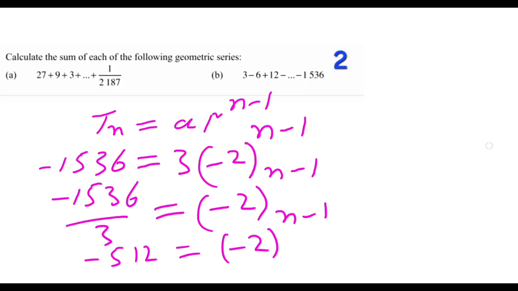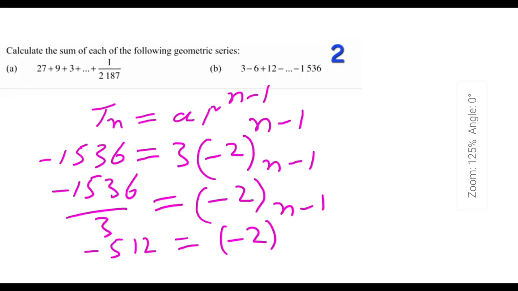Now there are two ways to solve this question. From here you can apply the exponent rule, or you can use the log rule. Let me do both ways. First let me apply the exponent rule. Express negative 512 as a power of negative 2, because if the bases are equal, then I can equate the powers.